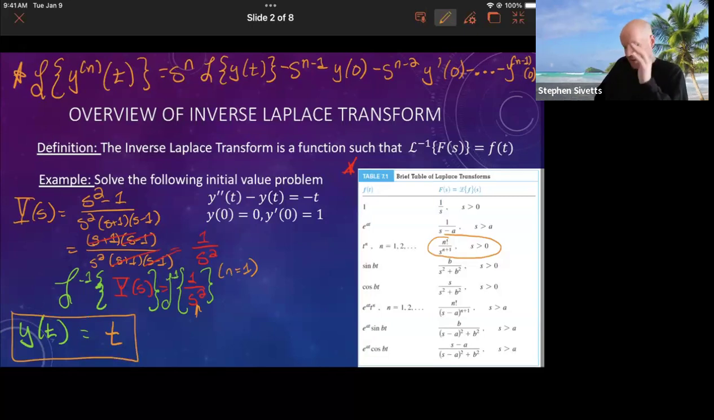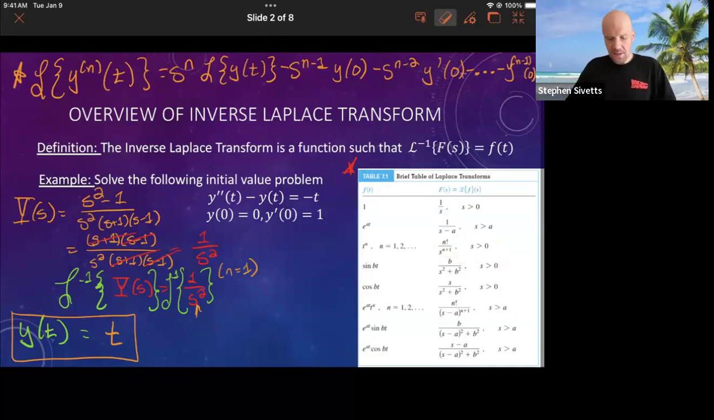All right, there are going to be plenty more examples where it's not going to be as easy as this example. And we're going to have to use some tricks up our sleeve, some math tricks.